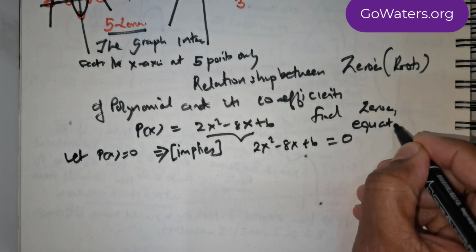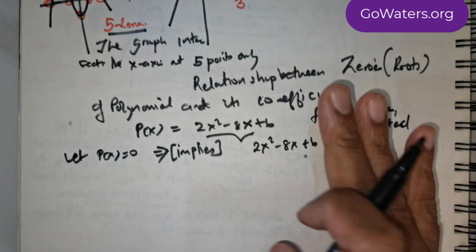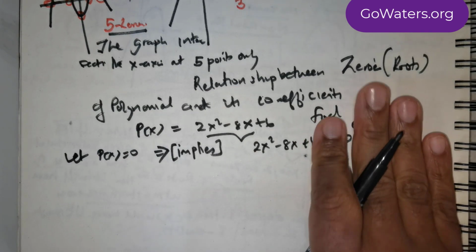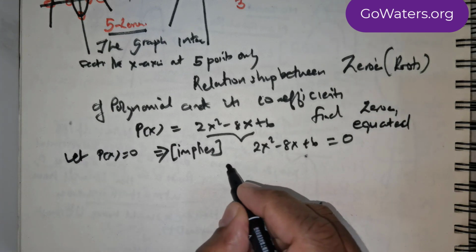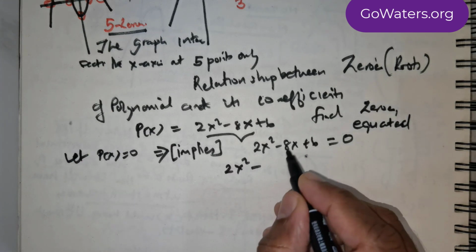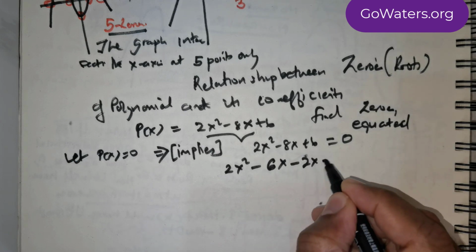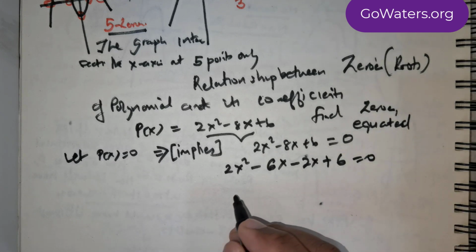Equated. That's the reason you call it an equation. This is an equation, but this is an expression. Have that in mind. Now this can be factored in many different ways. I'm going to factor it in this fashion. I'm going to split 8x as 6x and 2x, added with this constant. This is equal to 0.